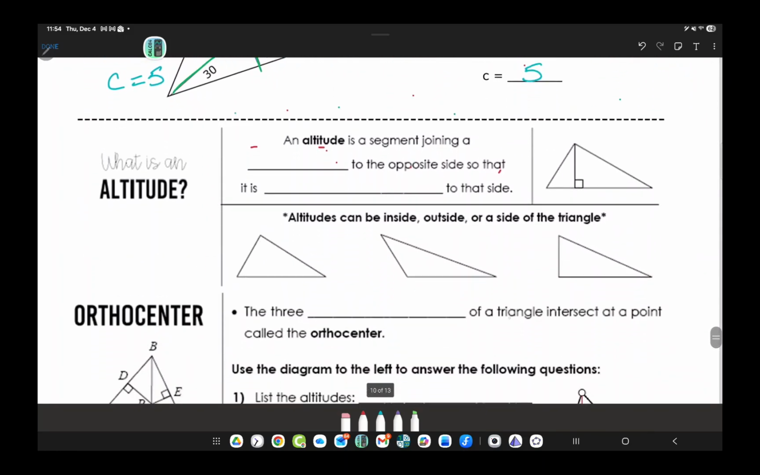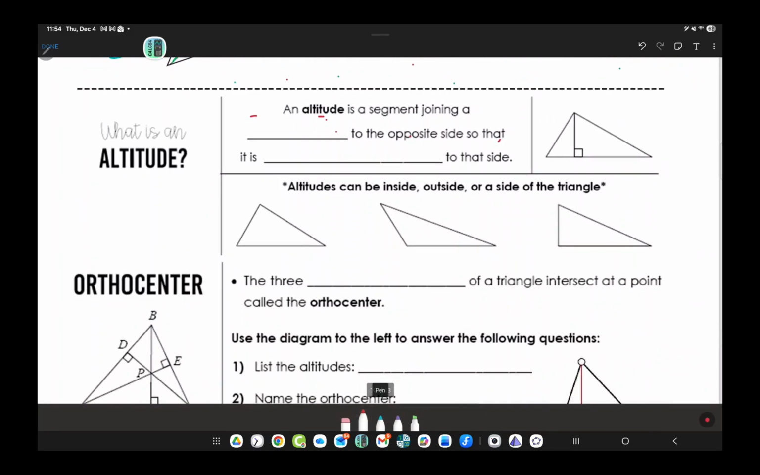All right. Altitudes. Now, an altitude is a segment joining a vertex. So a lot of these start from a vertex. That is perpendicular to the opposite side. Now, the altitude is the only shape that will not be within the triangle.